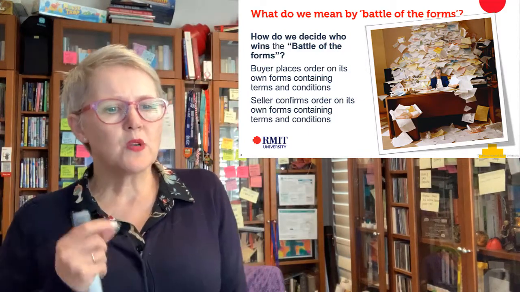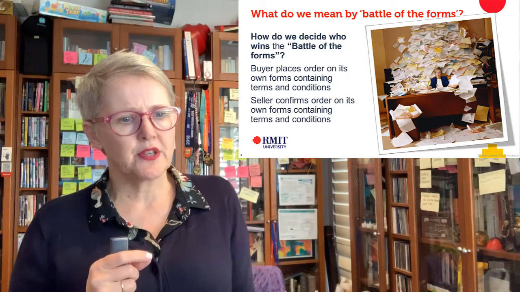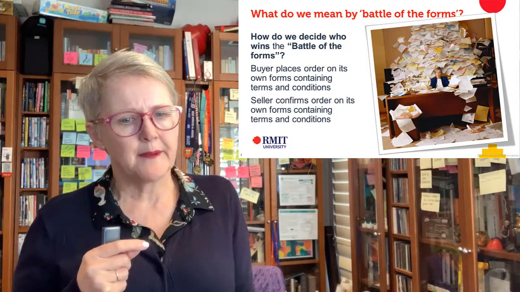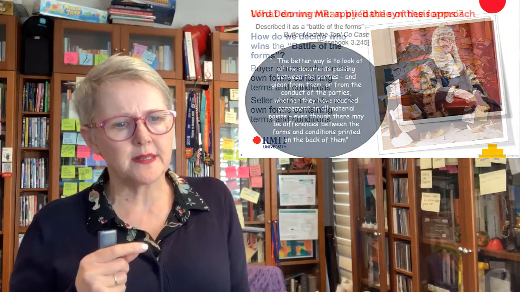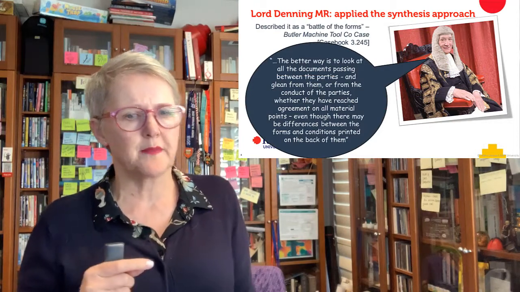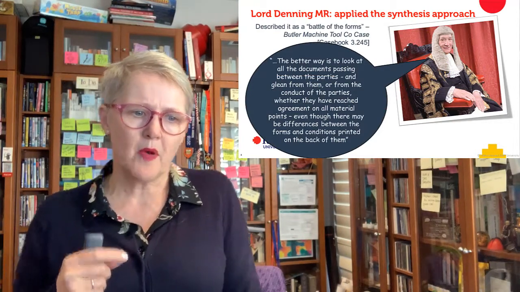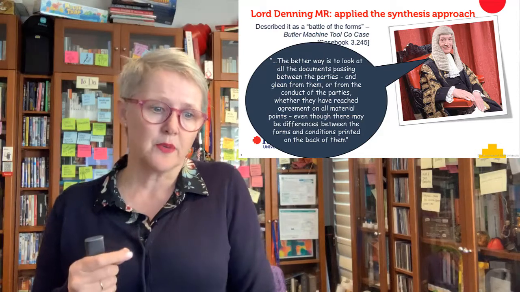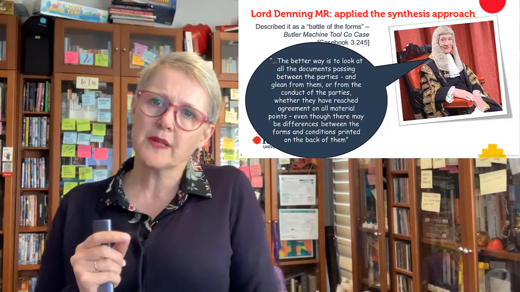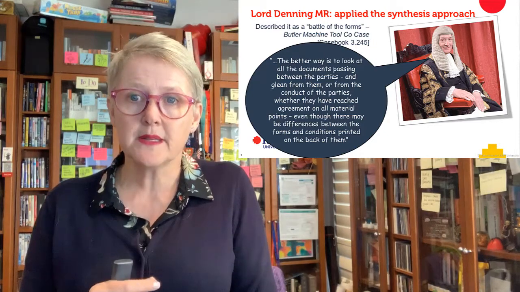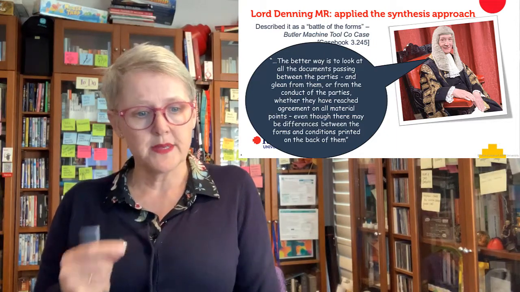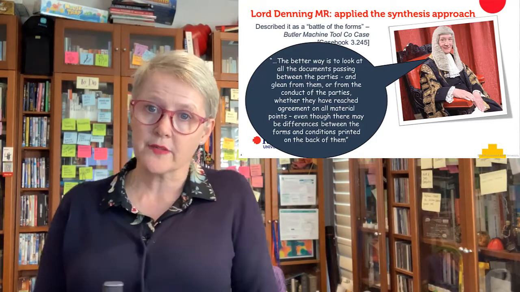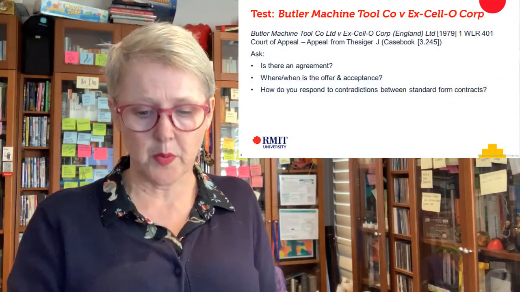In that case, Lord Denning applied what he called a synthesis approach. He described the circumstances of battle of the forms, and I think that's an idea that we can understand. And he said, rather than looking for an offer and acceptance, the better way is to look at all of the documents that pass between the parties and glean from them, or from the conduct of the parties, whether the parties in fact reached a consensus on the material points. Even though there might be differences between the forms, if there is agreement, there is going to be alignment on the material points. And in order to identify that, we're going to have to look at evidence of the ways that the parties interact with each other once the agreement was purportedly made.